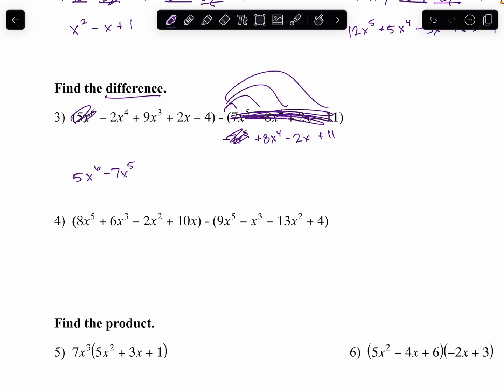Okay, and then we have x to the 4th right here and right here. That's going to be plus 6x to the 4th, right? Yep, 6x to the 4th. Okay, and then this is the only x cubed term, so plus 9x cubed. And then we have plus 2x and minus 2x. That's just going to cancel and be 0. And then I have negative 4 plus 11. That's going to be positive 7.